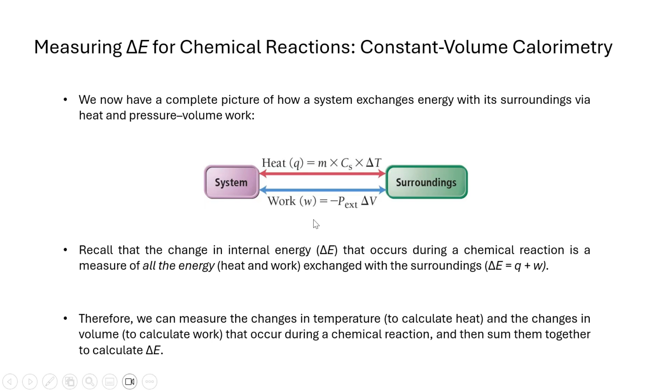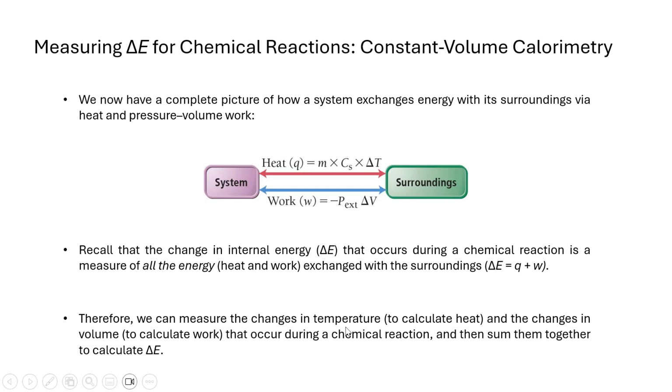But now that we have a complete picture of how the system exchanges energy with its surroundings in the form of either of these two, we need to think about how the change of internal energy, delta E, is affected by that. And remember that delta E is equal to Q plus W, right? We talked about that before. So delta E, the change in internal energy, is a measure of all of the energy, heat and work, exchanged with the surroundings, right? You have to take the heat and the work combined to figure out the total energy that was exchanged.